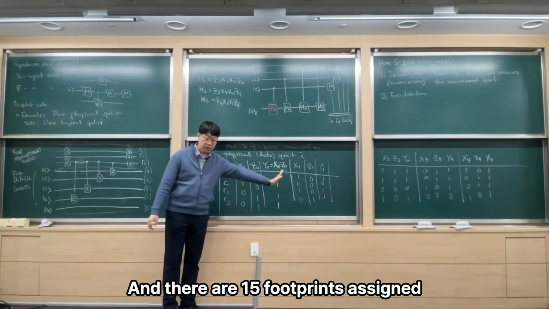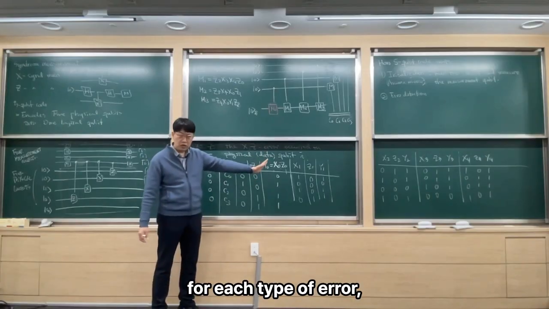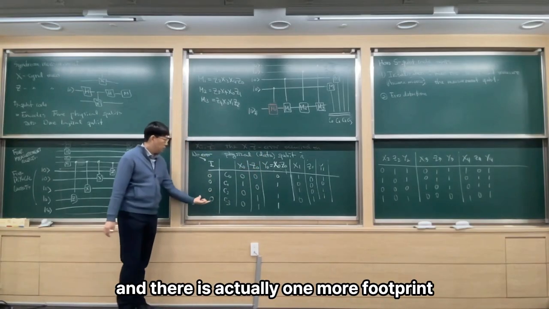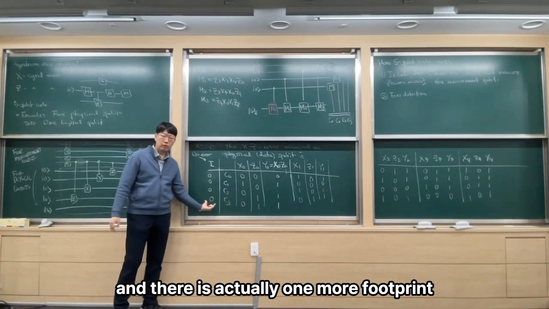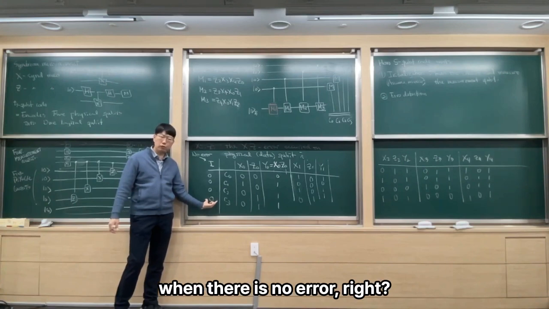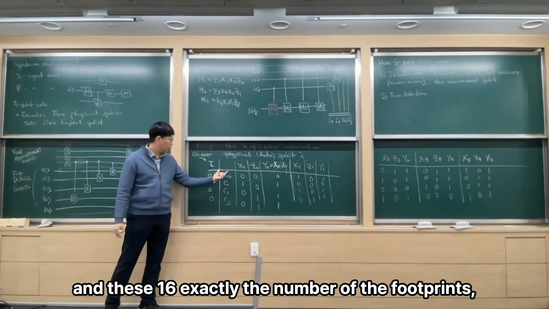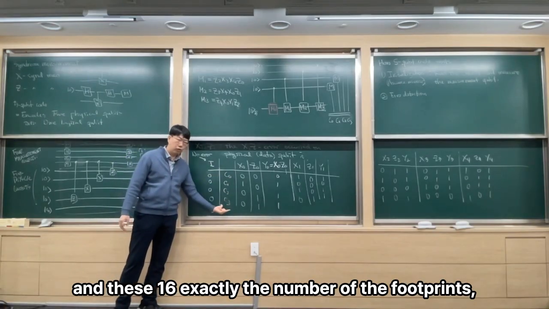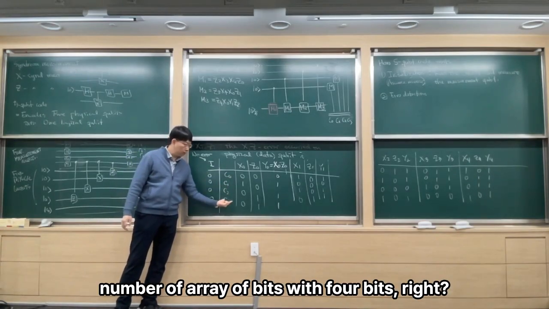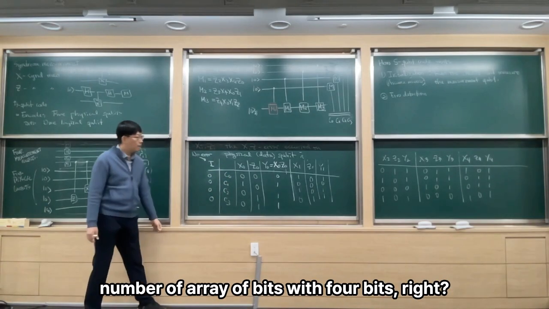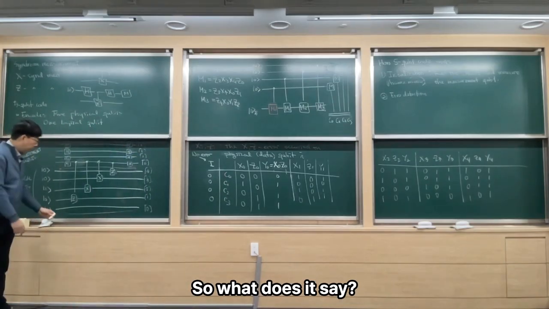And there are 15 footprints assigned for each type of error. And there's actually one more footprint, which occurs when there's no error, right? So there are a total of 16 footprints, and this 16 is exactly the number of arrays of bits with 4 bits, right? So what does this say?